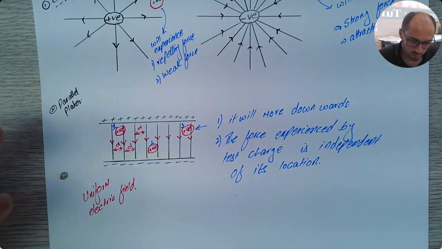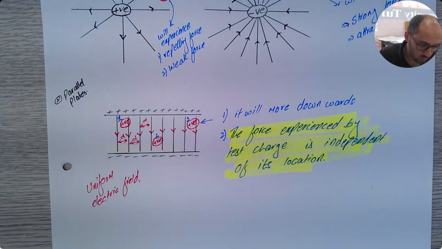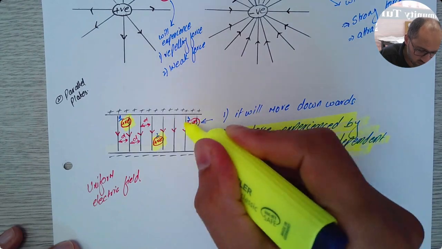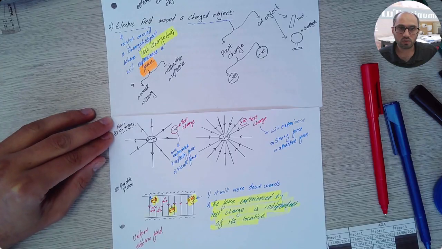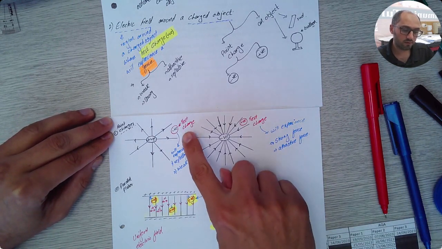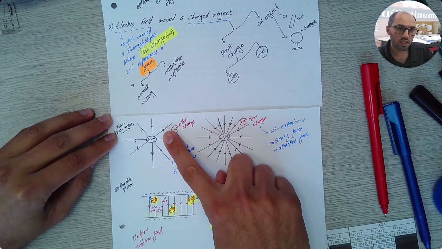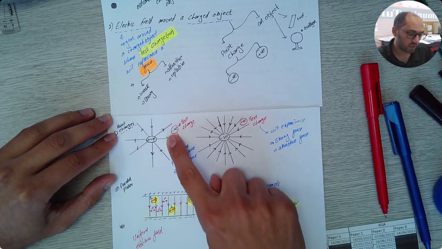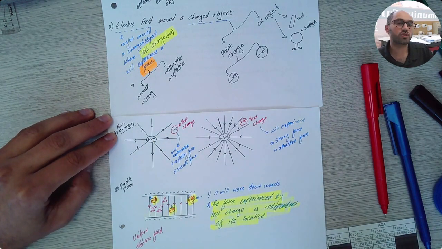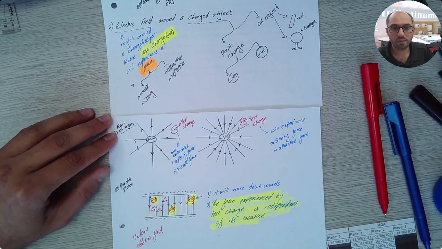That's very, very important. So no matter where you put the test charge, it will always experience the same amount of force. This is all you need to know about electric fields on your specification. So remember one thing, it is always the force experienced by the test charge that will determine the direction of the electric field. The amount of lines around the charge will determine the strength of electric field. If there are more lines, then the force will be stronger. If there are less lines, then the force will be weaker.